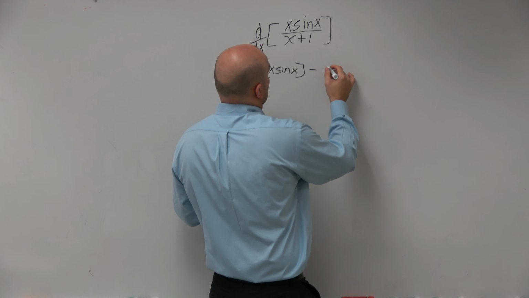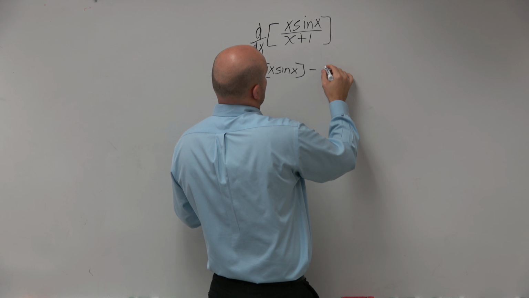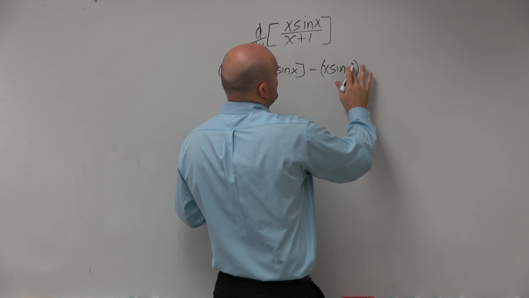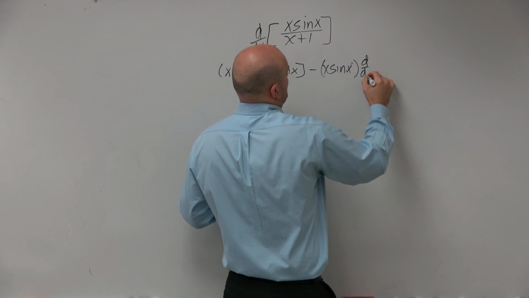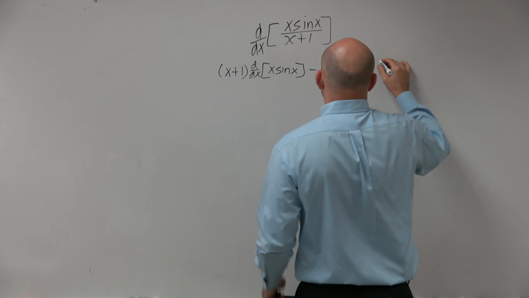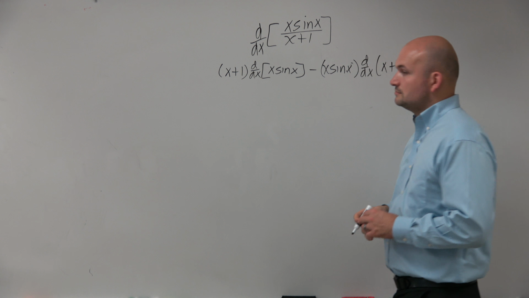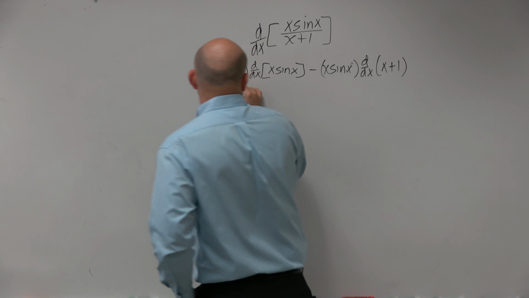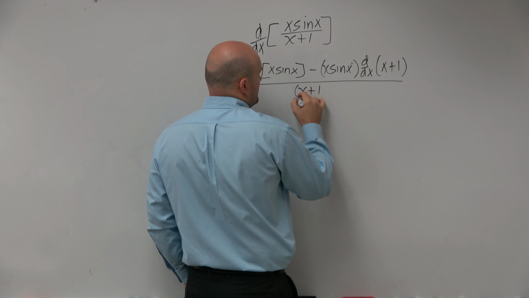minus my numerator times the derivative of my denominator, all over my denominator squared.